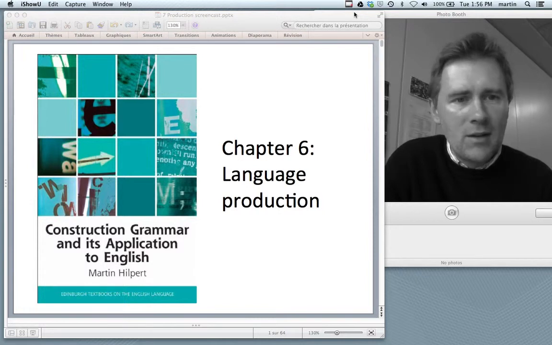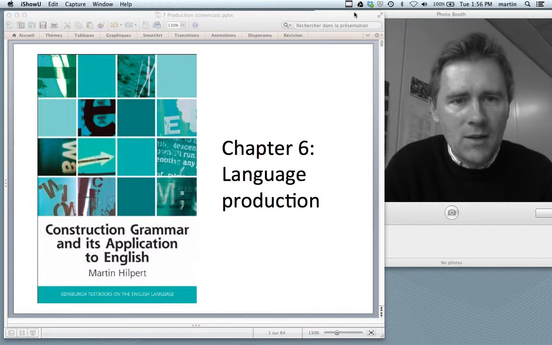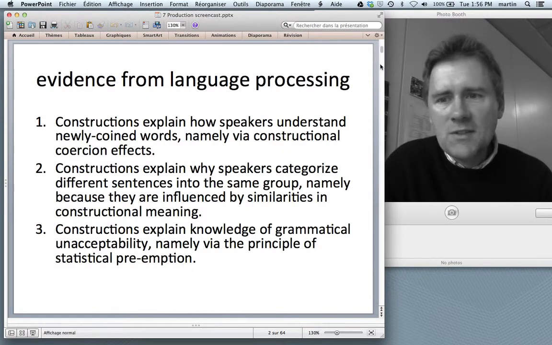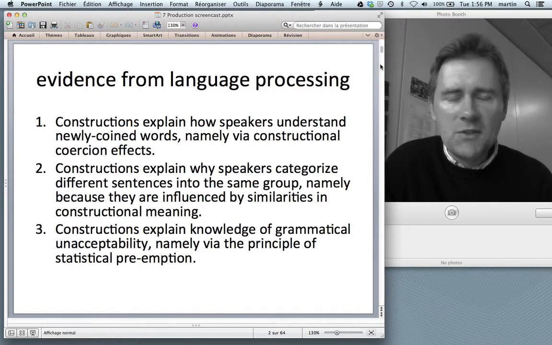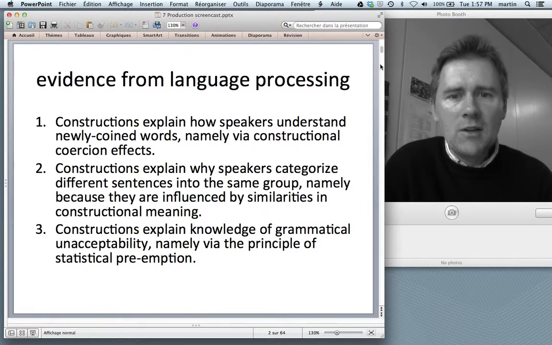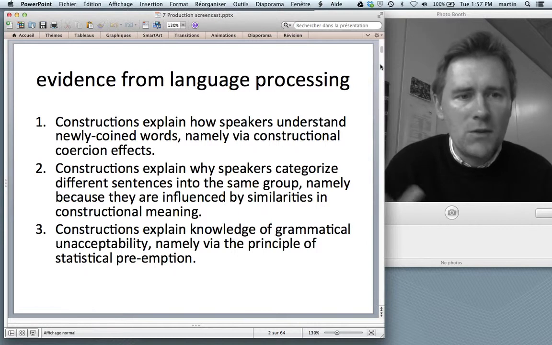And you remember that in the last video, I presented several pieces of evidence for the constructional view of linguistic knowledge that had to do with studies of language comprehension. In particular, I discussed the following pieces of evidence. First, constructions explain how speakers understand newly coined words such as to coffee or to crutch, namely via constructional coercion effects. When you hear a novel lexical item, your interpretation of that item is guided by the constructional morphosyntactic context in which that item is embedded.